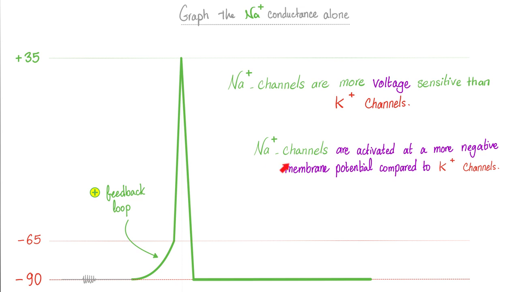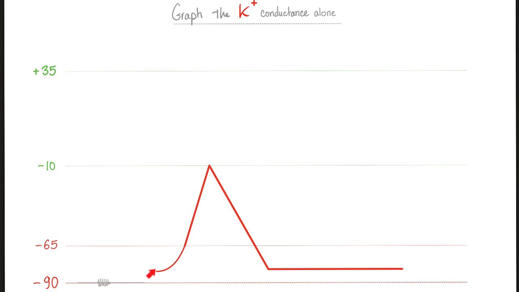And therefore, sodium channels are activated at a more negative membrane potential compared to potassium. So if sodium started at negative 90, potassium will start at about negative 80. Sodium started at an earlier period because it's more sensitive. Let's talk about the potassium alone. It is slow at opening and slow at closing, and it does not touch the positive 35. And that's why depolarization is the sodium's job.